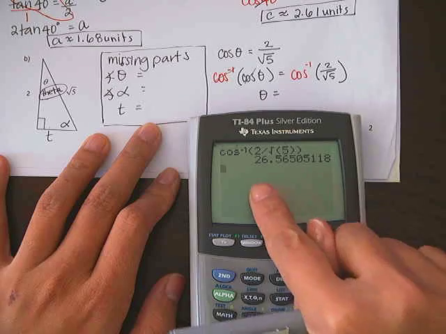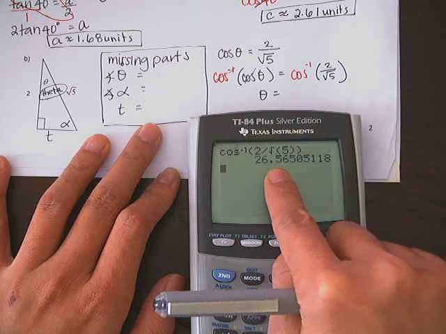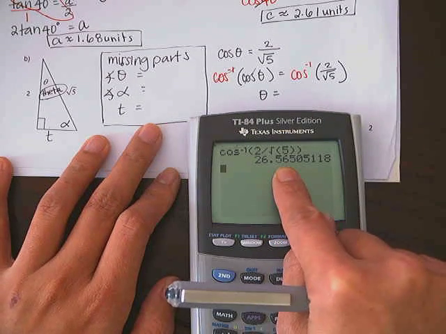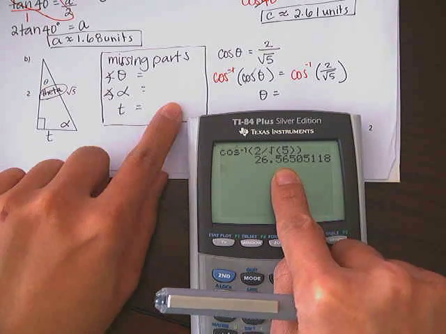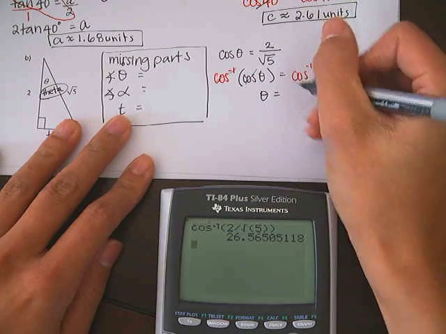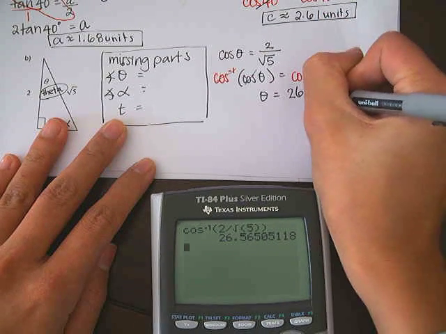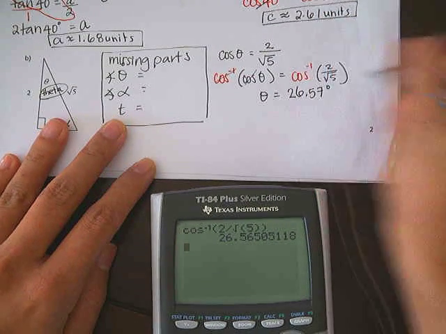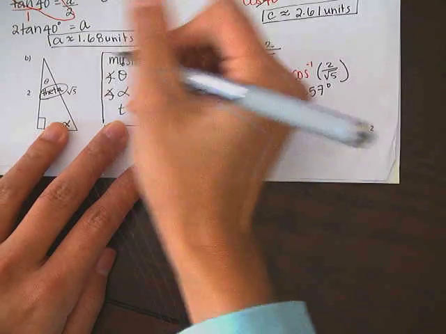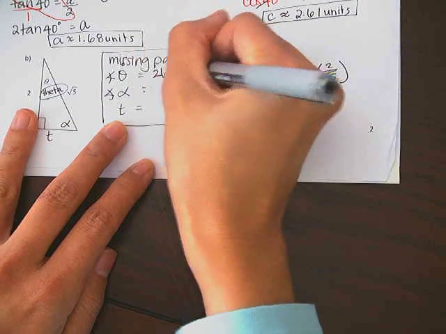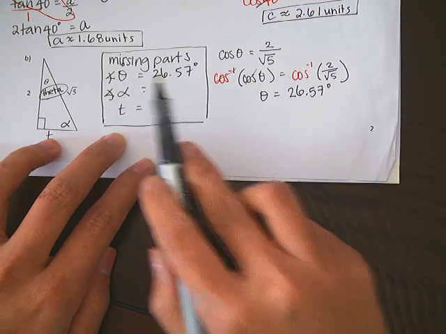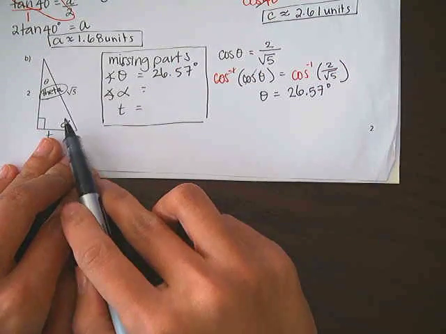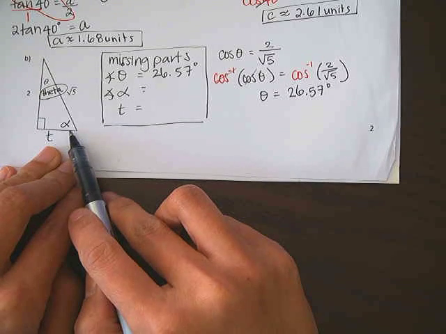So currently it said, hey, it's 26.57. Well, what kind of unit of measurement is this? Theta is an angle, so you got to put degrees. So this is theta equals about 26.57 degrees. Okay, so that's what we need to fill in. 26.57 degrees. Okay, so now that you know what this is, you can definitely find alpha.